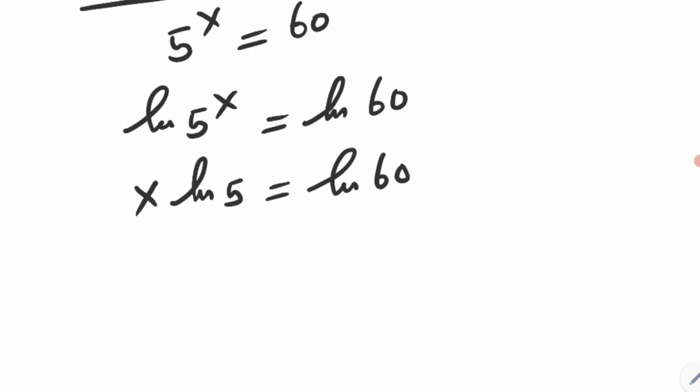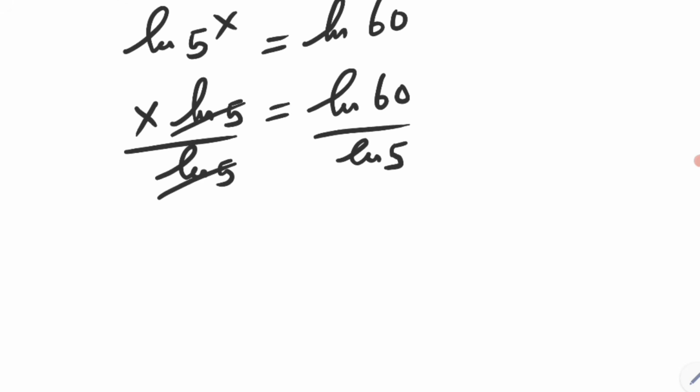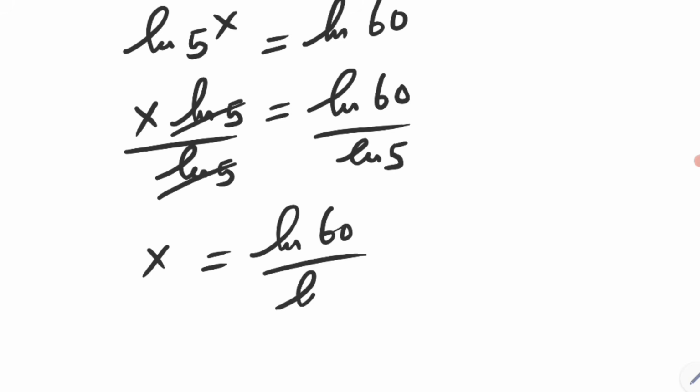But here we are going to use calculator directly. Let's see what will happen. Let's divide both sides by ln of 5. This divided by ln of 5. This ln of 5 cancels this ln of 5. We have s is equal to ln of 60 over ln of 5.